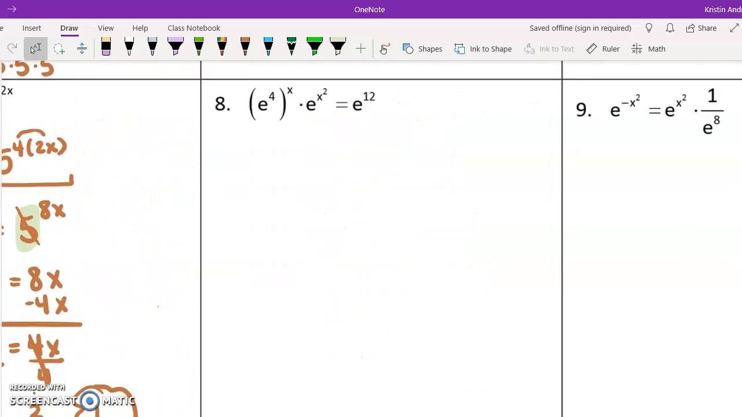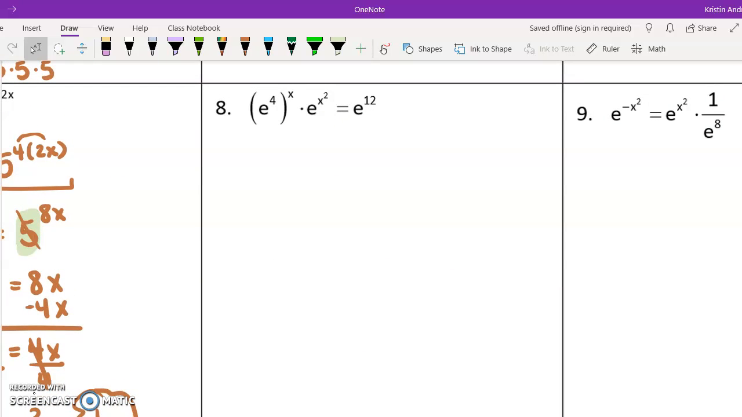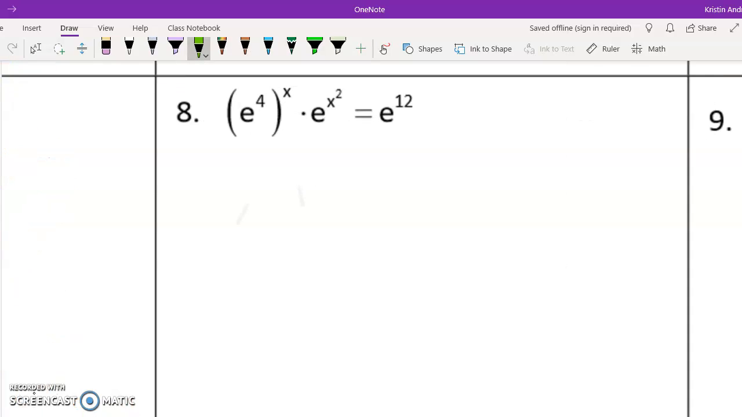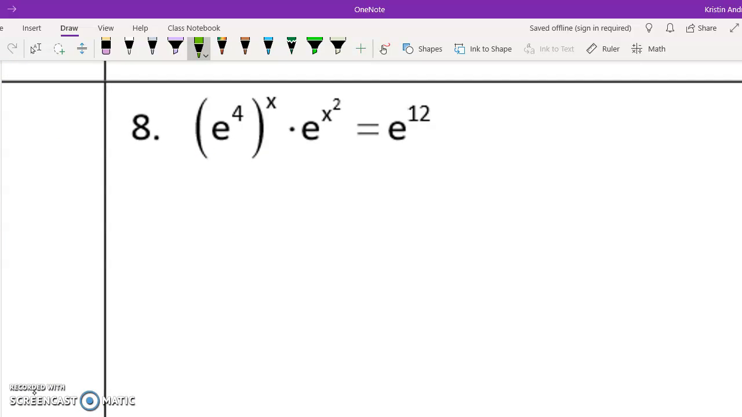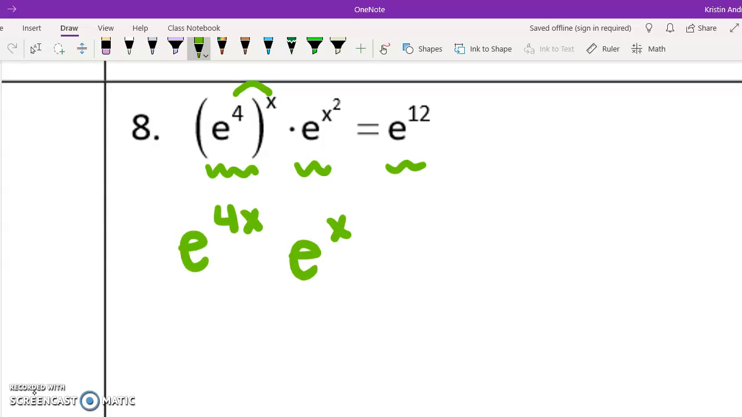Okay. Great. Number 8 has e's in it. It also, notice it has an x squared, so we might have to solve this one a little bit differently. But right now I'm looking at a positive to this one is that they're already in base e, so I don't have to convert that. I do need to remember this is e to the 4x, e to the x squared times, and e to the 12th.